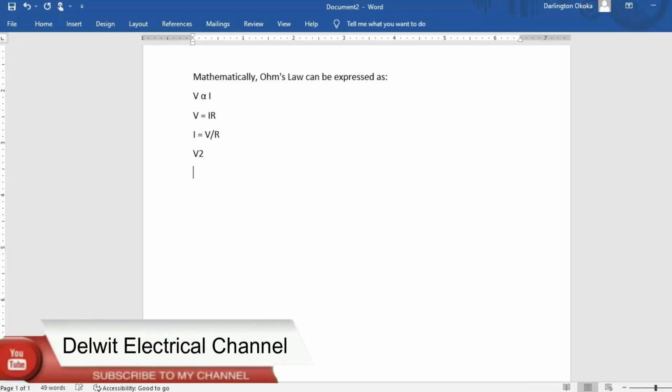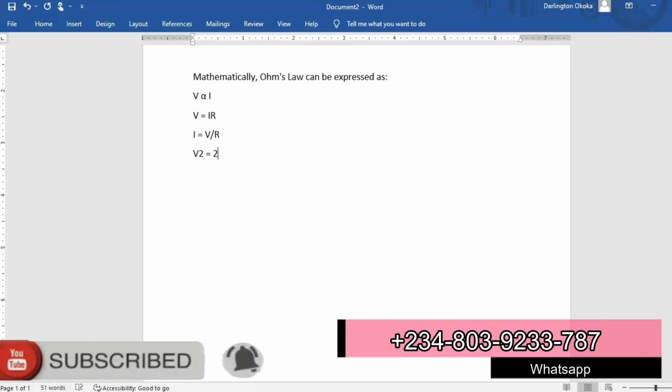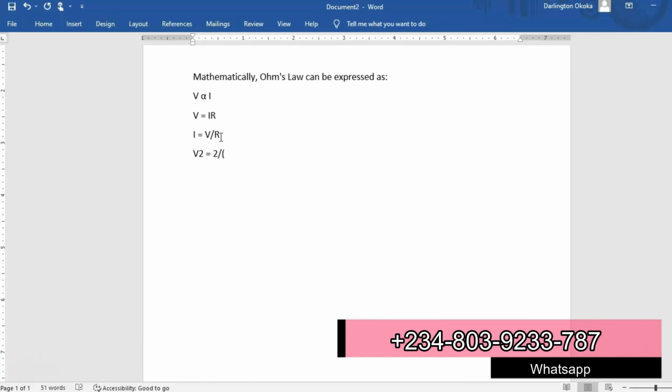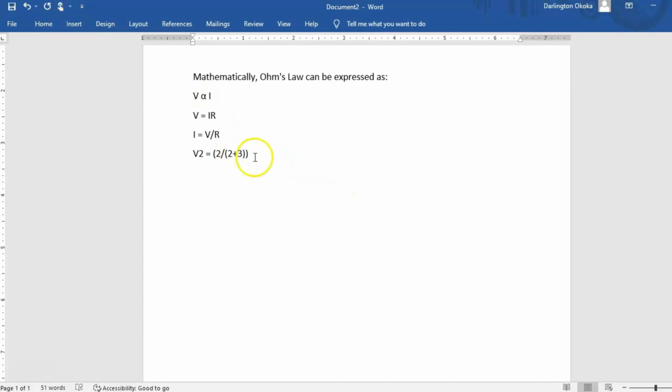So mathematically, we are saying that our V2 is equal to 2 divided by 2 plus 3, times 10. So if we do this now, our V2 will be equal to 2 divided by 5 times 10, which will now be equal to 4 volts.